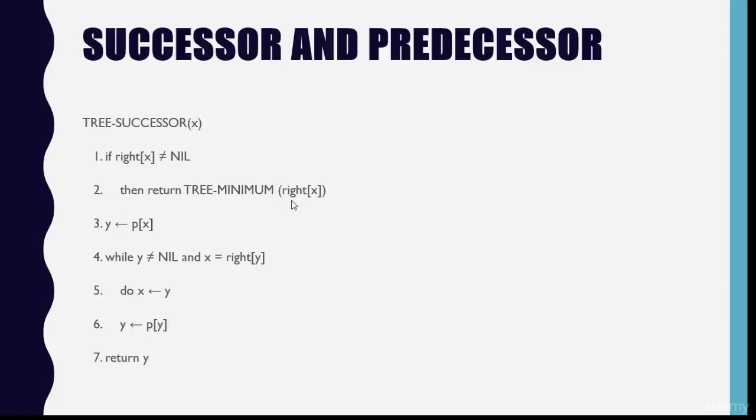To find y, we simply go up the tree from x until we encounter a node that is the left child of its parent. This is accomplished by the 3rd to 7th lines of tree successor. The running time of tree successor on a tree of height h is order of h, since we either follow a path up the tree or follow a path down the tree. The procedure tree predecessor, which is symmetric to tree successor, also runs in time O of h.